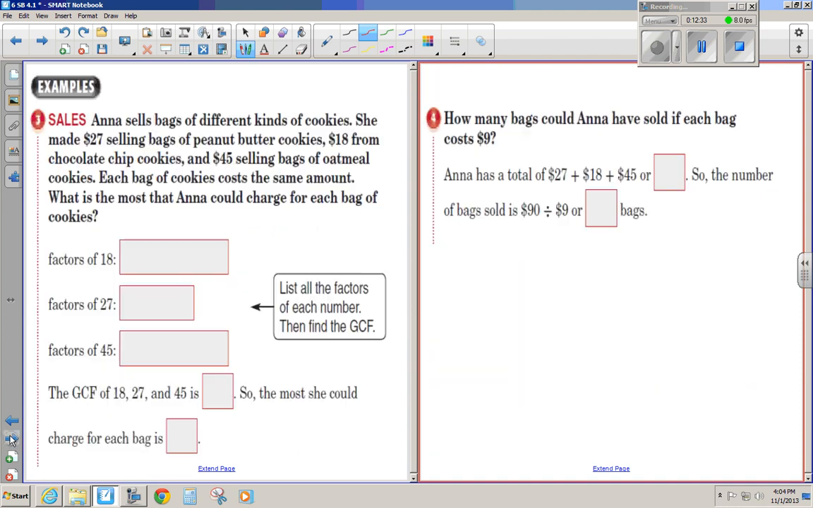All right, I think we're almost done. Anna sells bags of different kinds of cookies, $27, $18, $45. We're trying to find what is the most that Anna could charge for each bag of cookies.